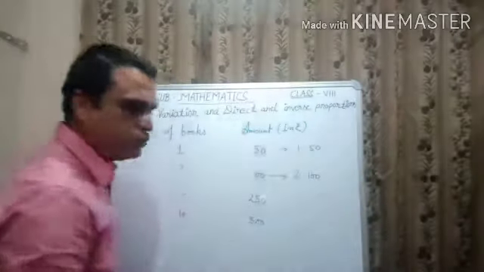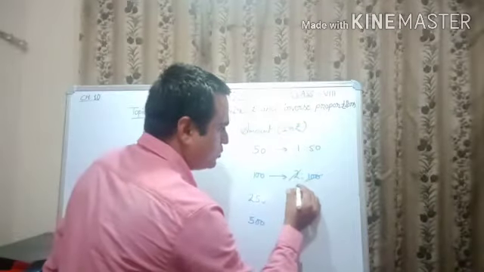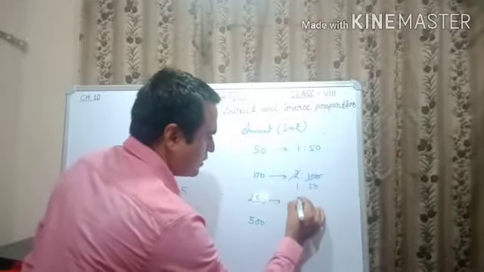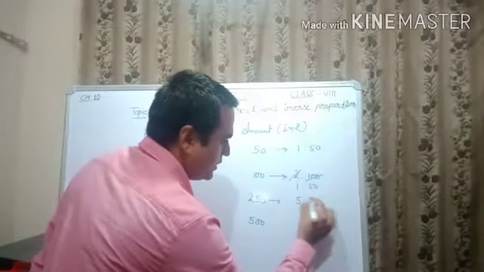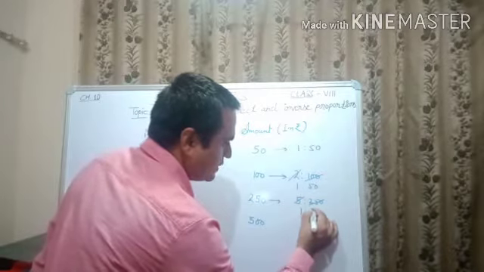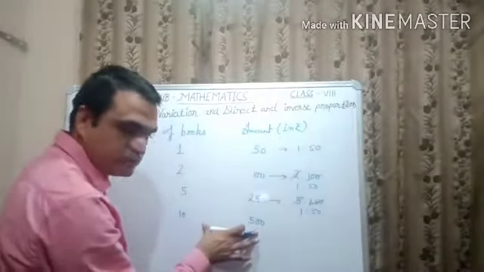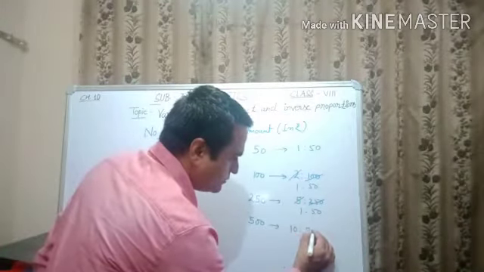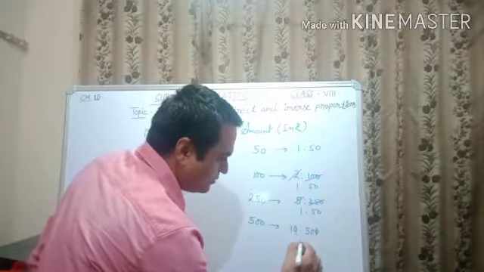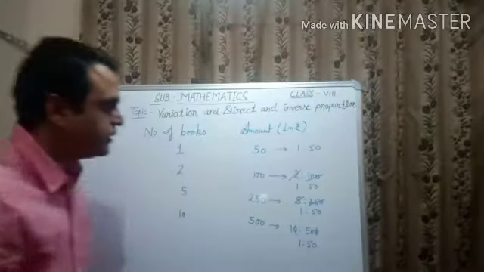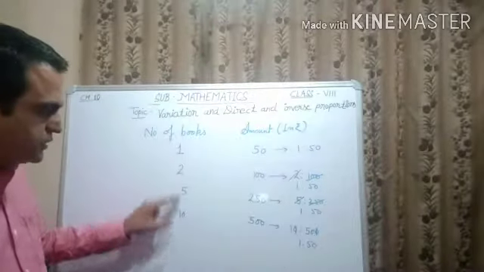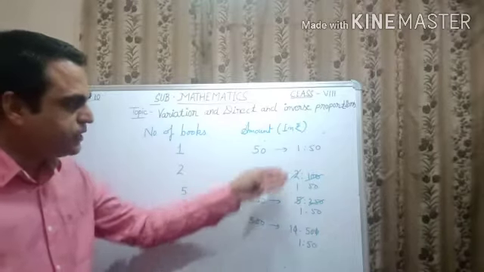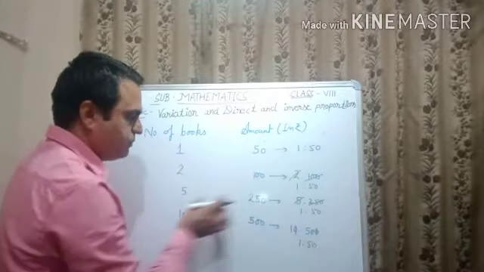Now for these quantities, 2:100. Converting to the simplest form, 2 1s are 2 and 2 5s are 10. Now for this, 5:250. 5 1s are 5 and 5 5s are 25. Again converting to ratio, 10:500. Converting to simplest form, we get 1:50. It means when one quantity is increasing, the other quantity is also increasing in the same ratio. Here the ratio is 1:50.